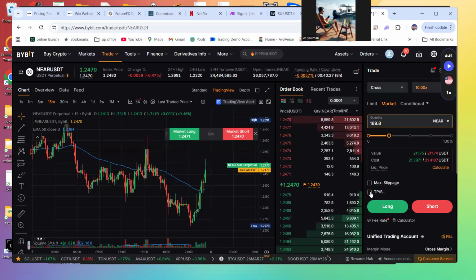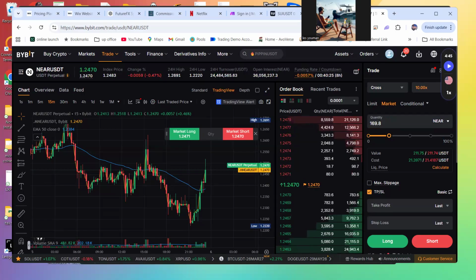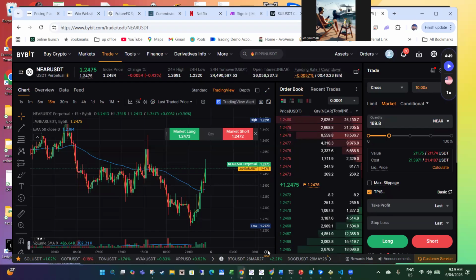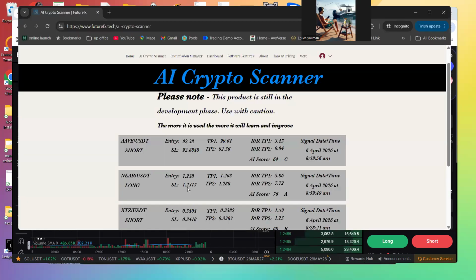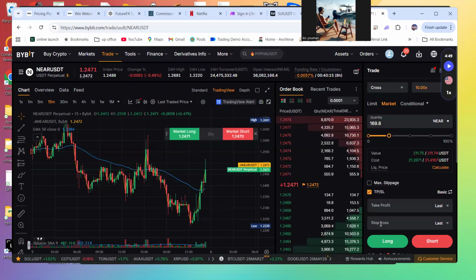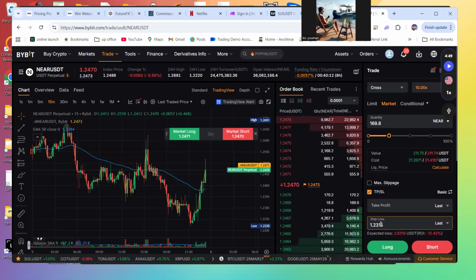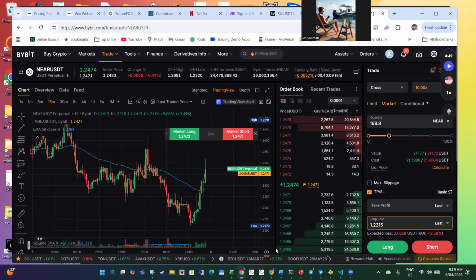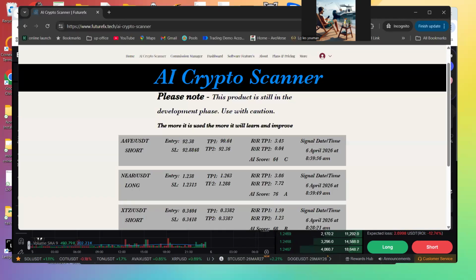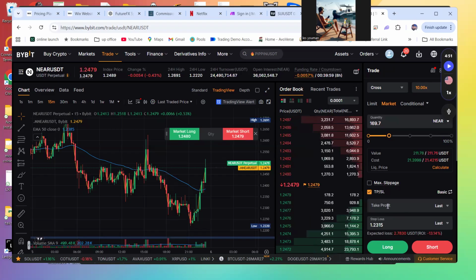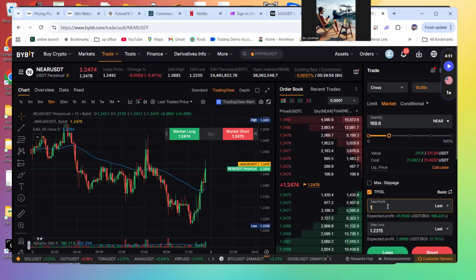We need to put in our take profit and our stop loss as well. So if we just come back to our signal, the stop loss was 1.2315. You can copy and paste as well. That's just as good. And we'll stick with the TP1, which is 1.263.